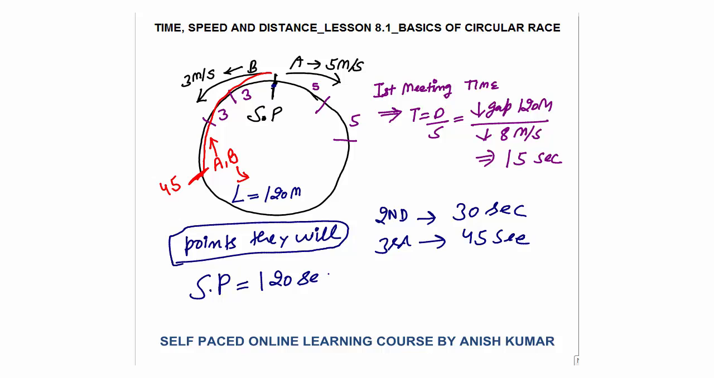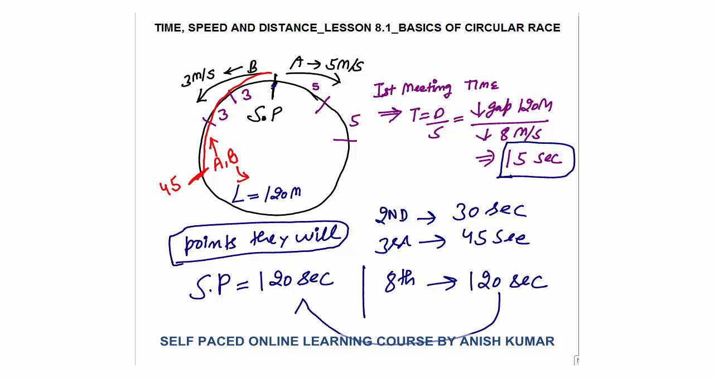We calculated in the first video lesson that they meet at the starting point after 120 seconds. The first meeting takes place at 15 seconds, the second at 30, the third at 45 seconds. So the eighth meeting will take place after 120 seconds, and this eighth meeting after 120 seconds will be the meeting happening at the starting point, and then the cycle will restart again. So it means that at 8 distinct points they will meet on this circular track, because after meeting at the starting point the cycle will restart, and the ninth meeting will be at the same point as the first meeting.